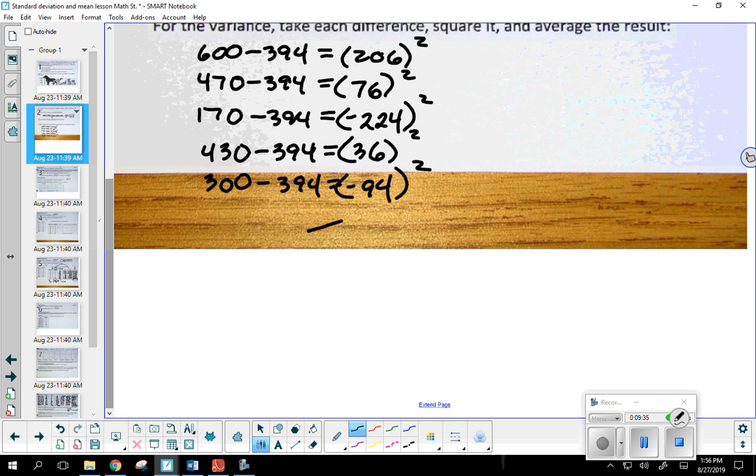Okay. And I'm going to go ahead and take the total. I'm going to add up all those squared values. Okay. So somebody help me out with this. 206 squared plus 76 squared plus basically 224 squared. Remember, when you square the negative, it becomes a positive anyway, so we can basically ignore that. Plus 36 squared plus 94 squared.